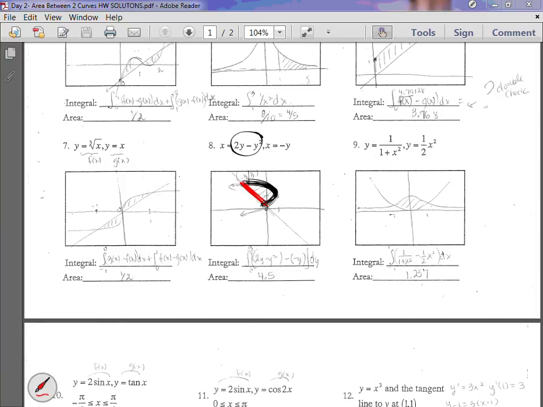And then we have just a line, negative y, which is this guy. So my right function is 2y minus y squared, minus my left function, which is the red one, negative y. Now once again, our bounds need to be in terms of y. So when we find our intersection points, we see that that's from y equal to 0 and y equal to 3. Again, you want your y values for this, not your x values.